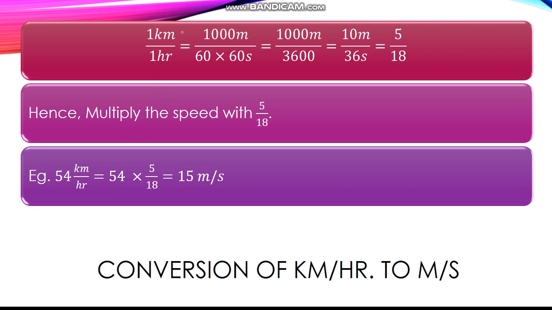Now conversion of kilometer per hour to meter per second. As you can see, 1 kilometer upon 1 hour is equal to 1000 meter upon 60 into 60 seconds, which is 3600 seconds, as there are 3600 seconds in 1 hour and 1000 meter in 1 kilometer. So 1000 meter upon 3600 seconds is equal to 5 upon 18 when we cancel it. Hence multiply the speed with 5 upon 18. So 54 kilometer per hour is equal to 54 into 5 upon 18. 18 will cancel with 54 three times. So 3 5s are 15. 15 meter per second is our answer.